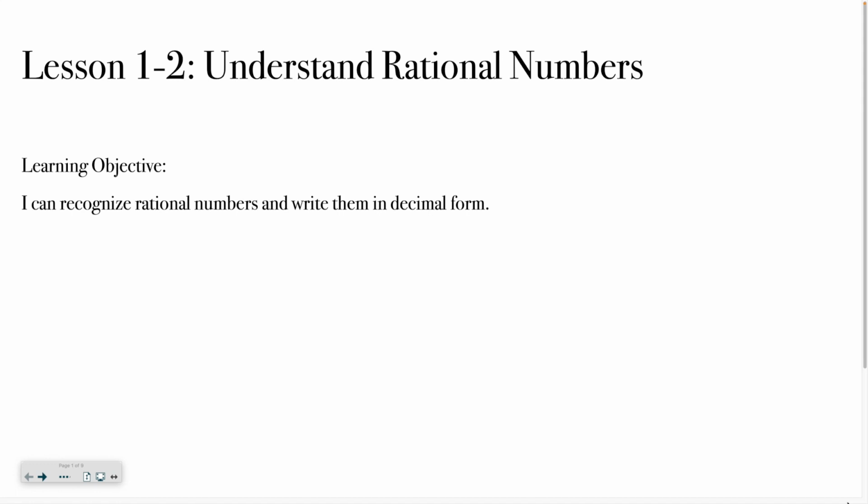Hello class, welcome to Pre-Algebra Lesson 1-2, which is all about understanding rational numbers. By the end of this lesson, you should be able to recognize rational numbers and write them in decimal form.